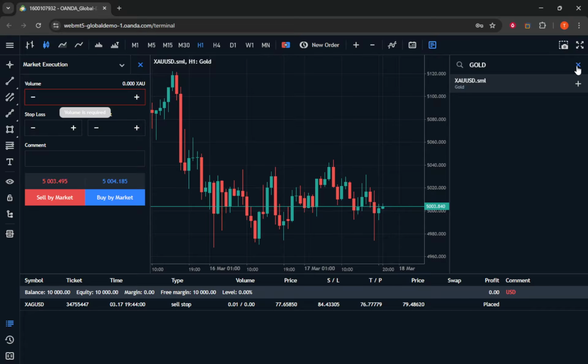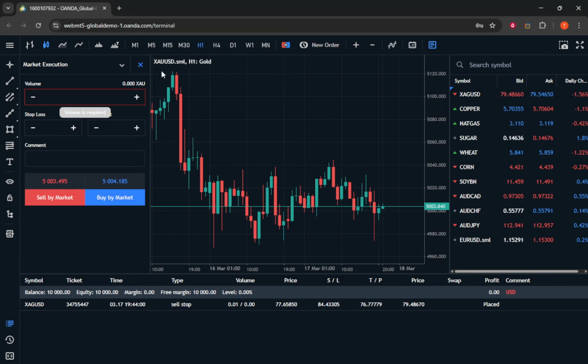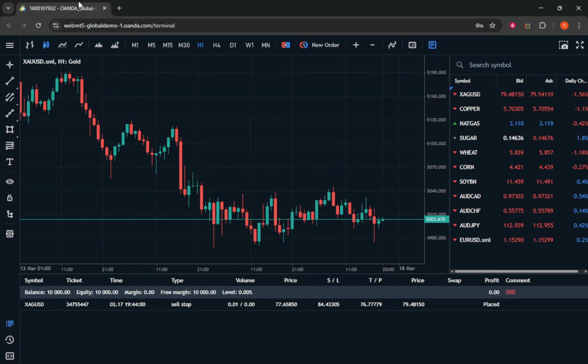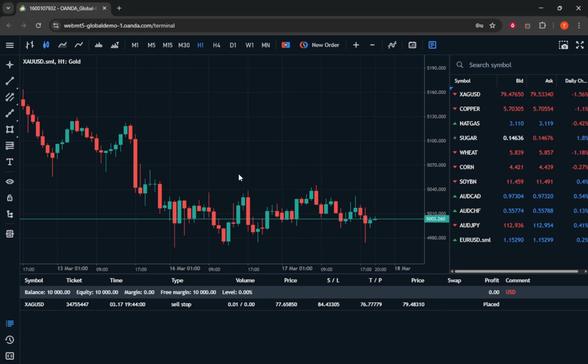Start by opening your trading platform. You can use Oanda's web platform called FX Trade or connect through MetaTrader 4 or MetaTrader 5. Whatever you choose, the process is similar.